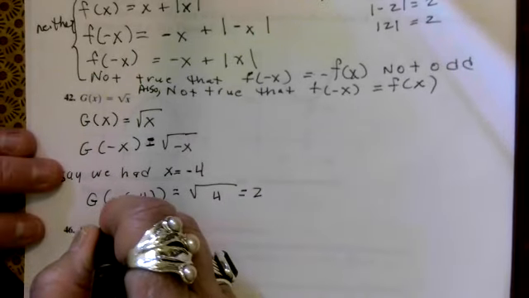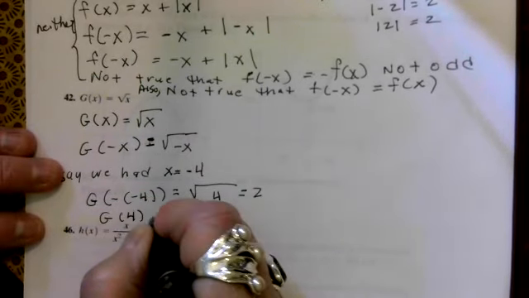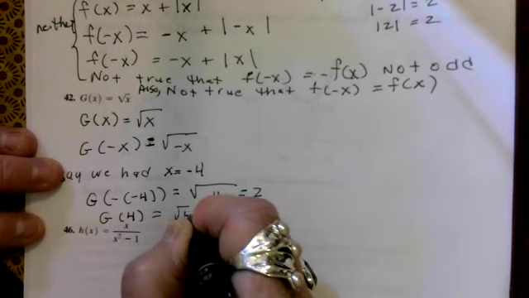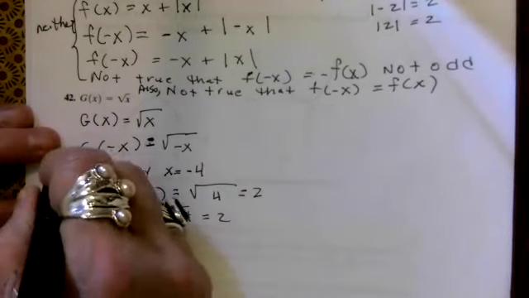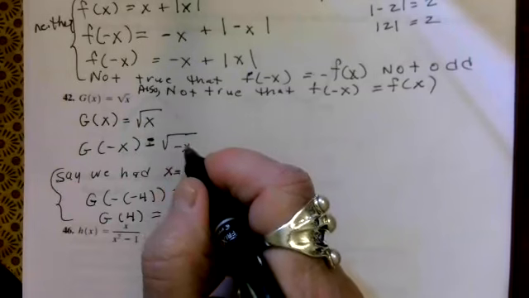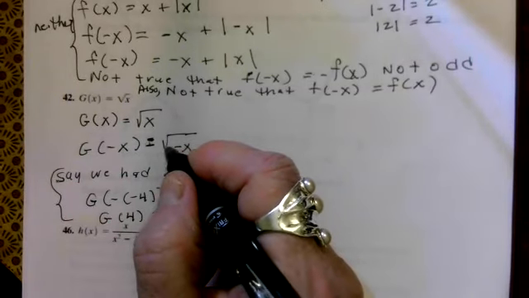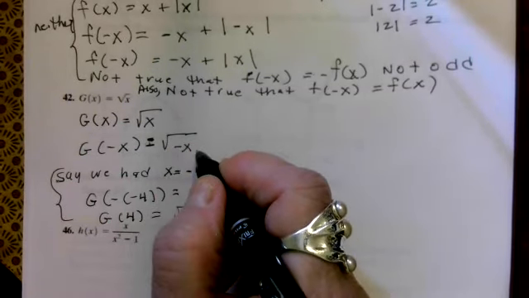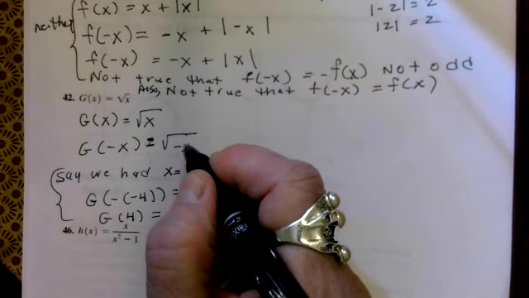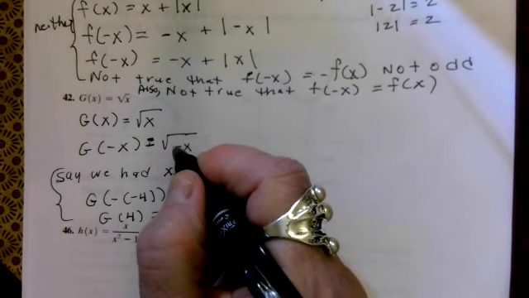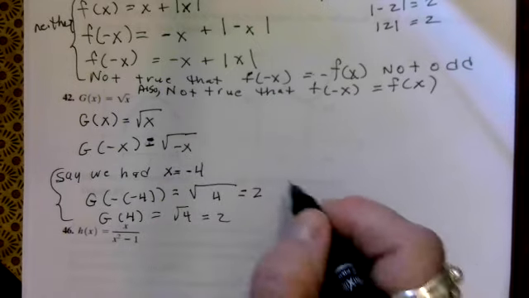Now also look at what g of 4 is. It would be equal to the square root of 4, which is 2. So it looks like if you take the square root of a number, the y value is going to be the same as taking the square root of the opposite of the number.